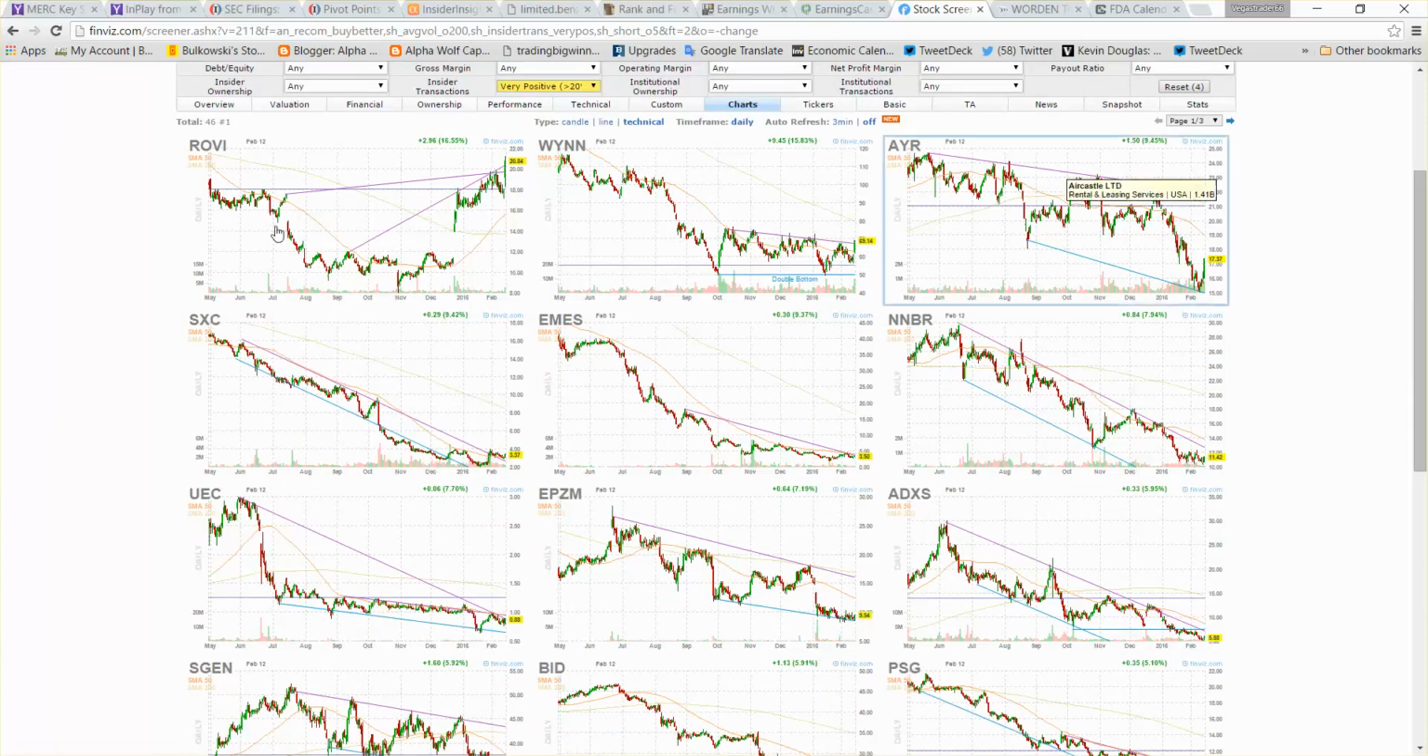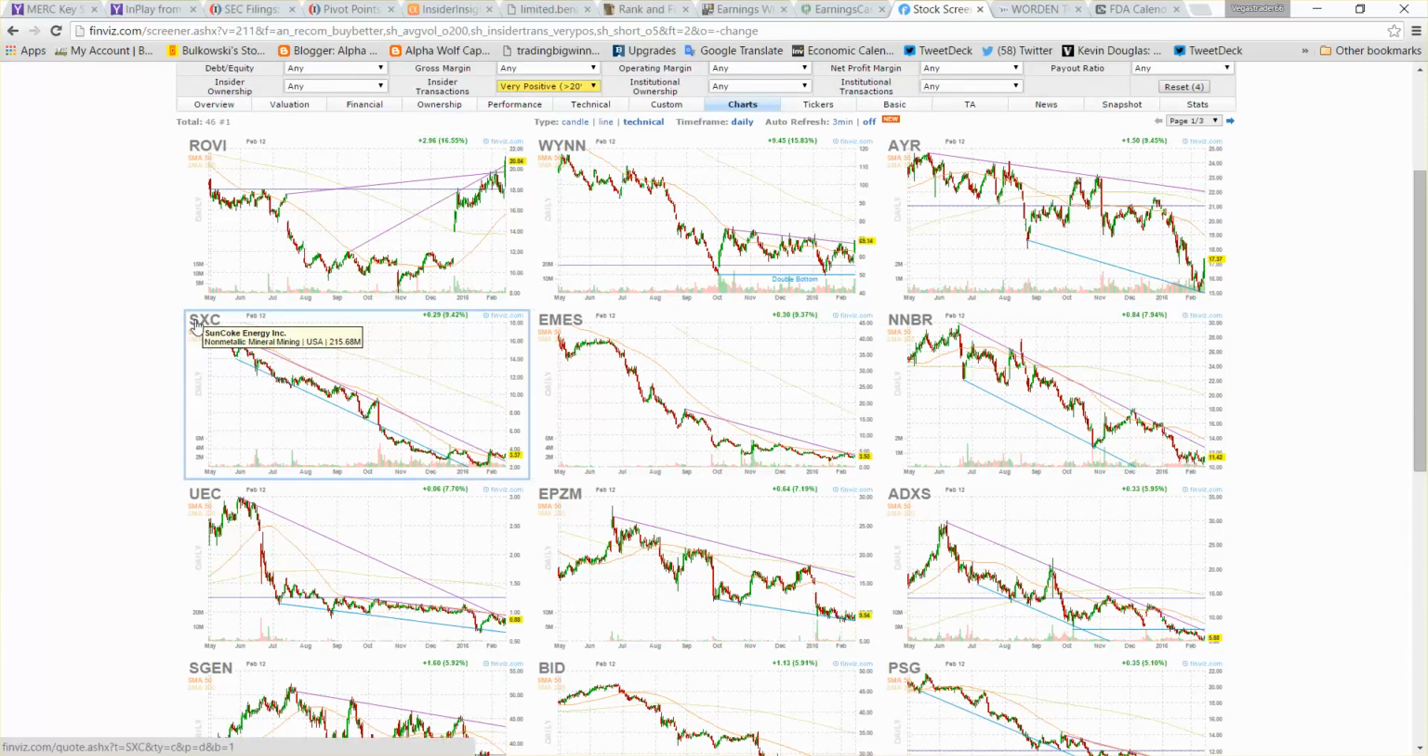But it's a really simple way. This SXC is kind of interesting. It has broken up over this trend line here, and now it's consolidating, putting in a little flag right there. So, I would want to bring that up in my TC2000 so that I could do a little bit deeper of a dive.